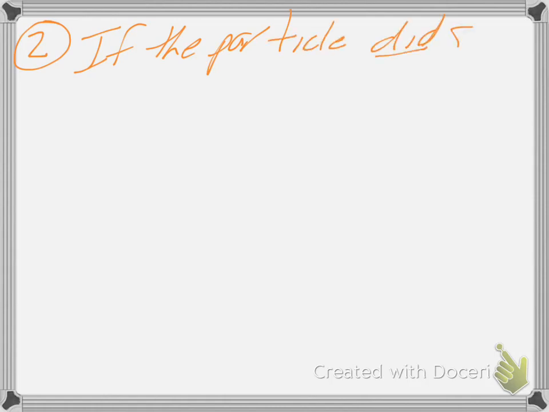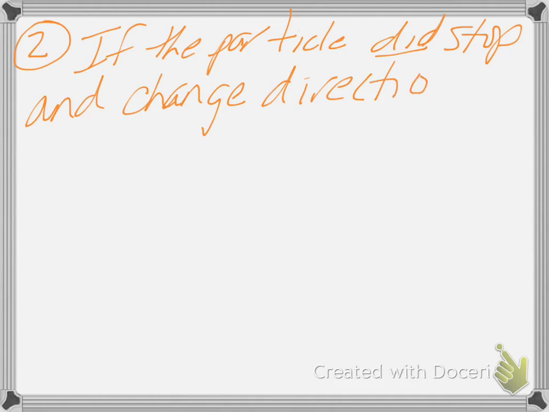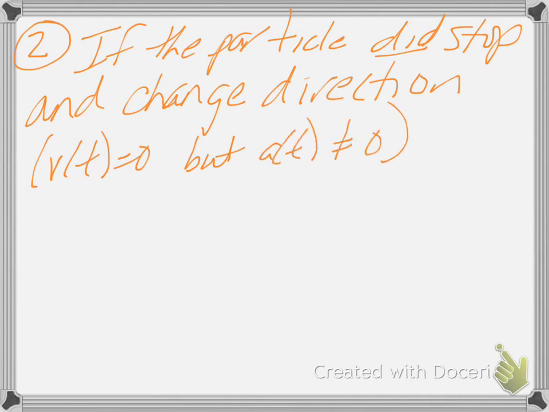Okay, but step 2, if the particle did stop and change direction, and I'm just going to put in parentheses when velocity equals 0 but acceleration does not equal 0, then find when it changed direction.